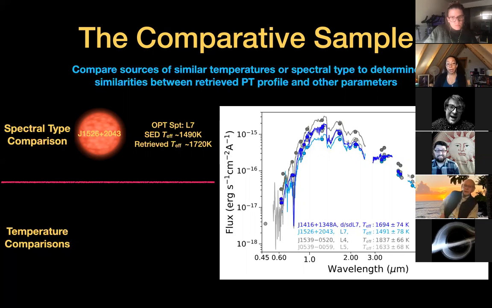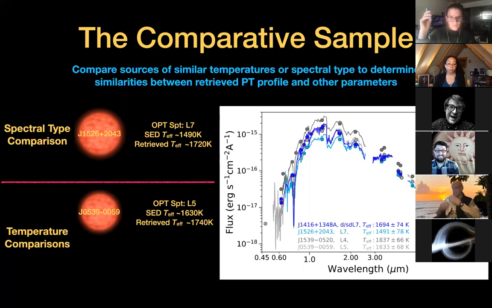And because we had this difference between the SED temperature and the retrieved temperature of 1416, we look at two different comparative temperature objects. So the first one, J0539, is an object that has a more similar temperature to the SED temperature of 1416A. Again, we see its SED temperature is cooler than its retrieved temperature.